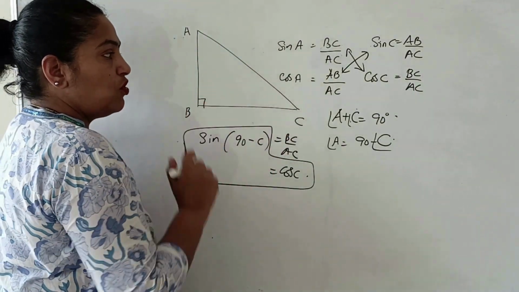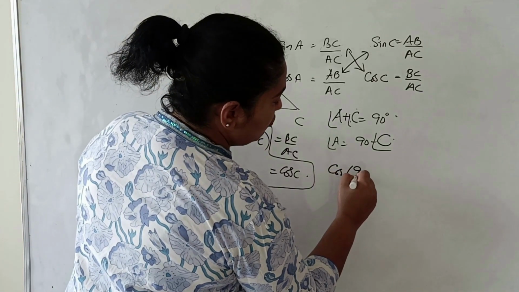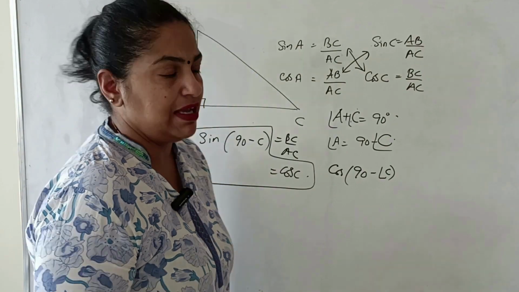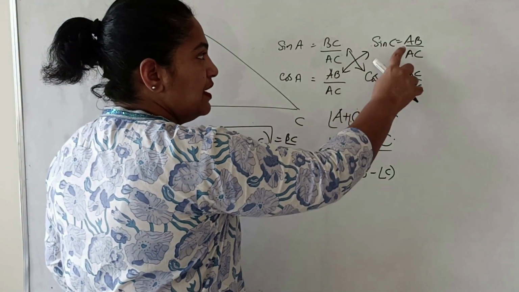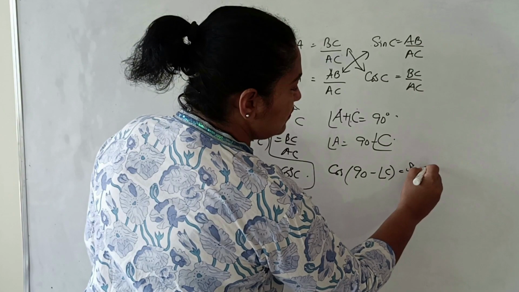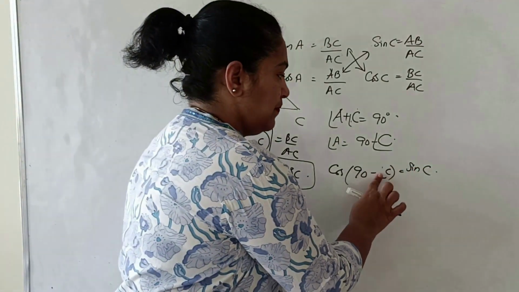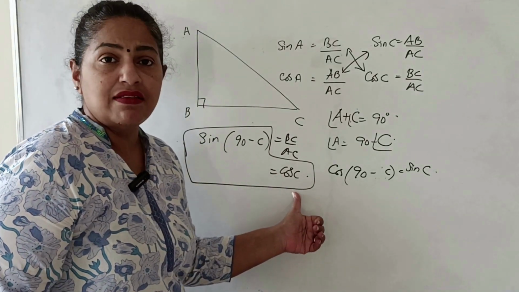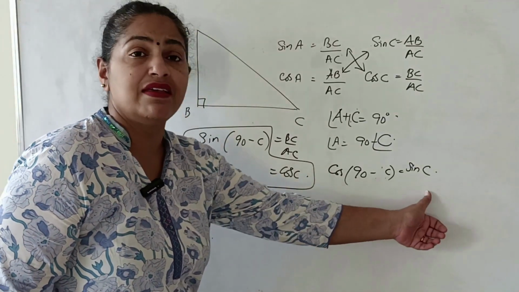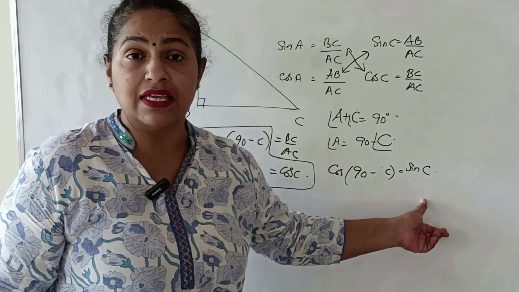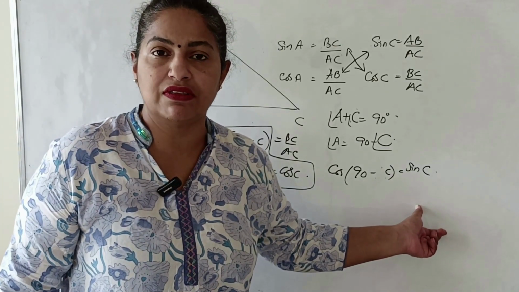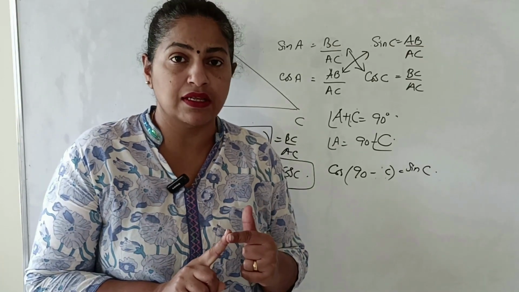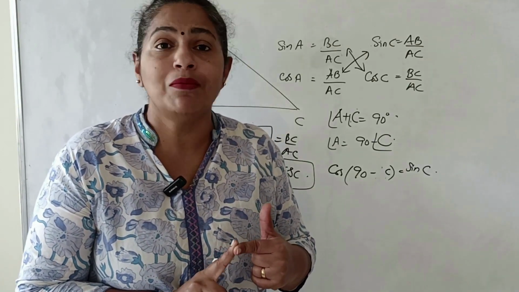Now let us see about cos A. What happens to cos A when I am substituting it in terms of angle C? It is cos of 90 minus C. Cos of 90 minus C is actually equal to sin C. Sin of 90 minus C is cos C. Cos of 90 minus C is sin C. Or in other words, I can say that sin and cos are complementary to each other. Easier to remember.